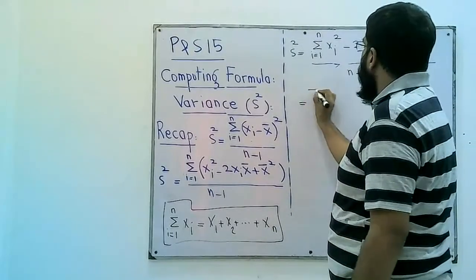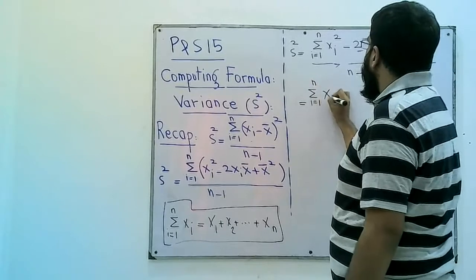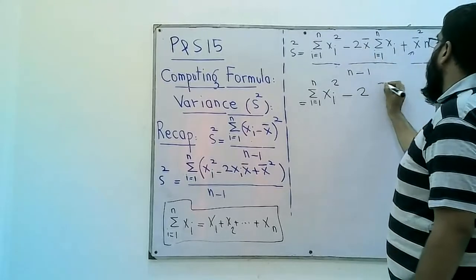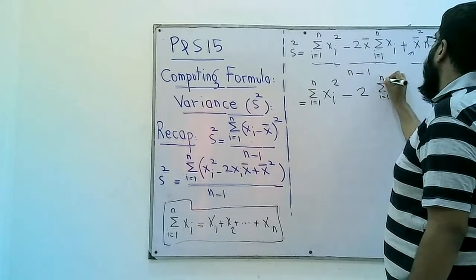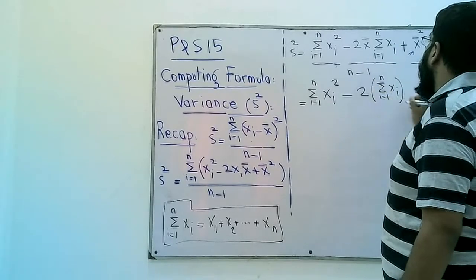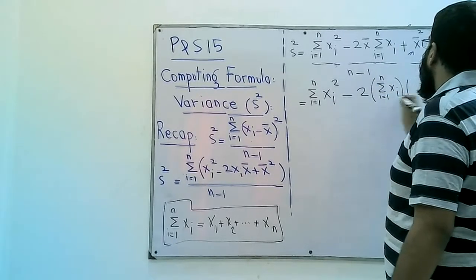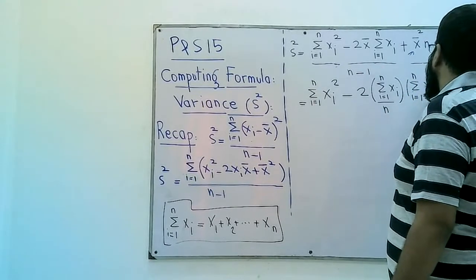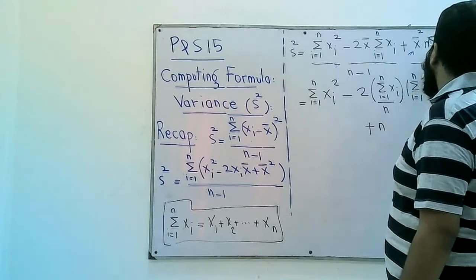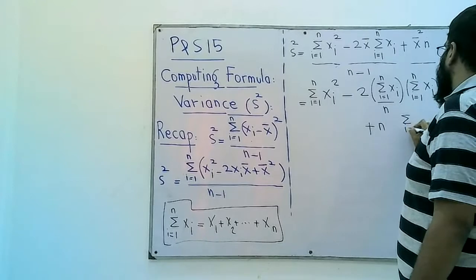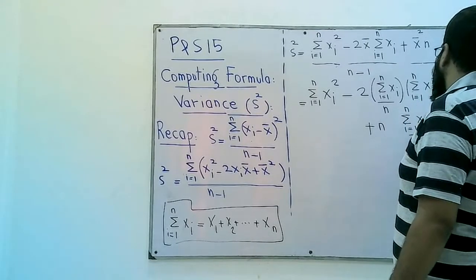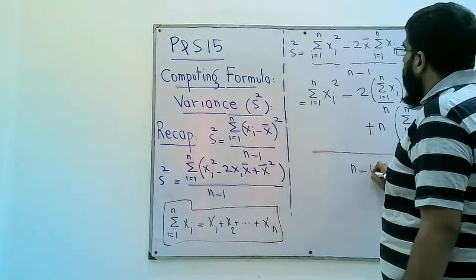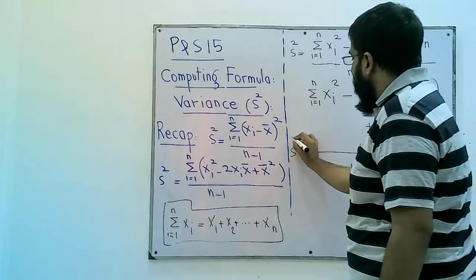This becomes summation xi squared minus 2. So instead of x bar, we write summation 1 to n of xi over n, times summation 1 to n of xi, plus n times x bar squared, which is summation 1 to n of xi over n, squared. This is all the numerator, and the denominator is n minus 1.